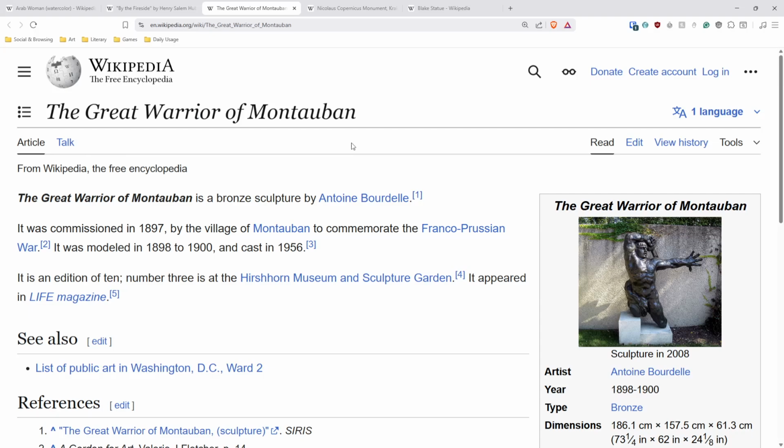Oh, that's a big gap. It is an edition of 10. Number 3 is at the Hochfjord Museum and Sculpture Garden. It appeared in Life magazine. Interesting. I wonder if we'll actually see it throughout our journey. We probably will eventually.